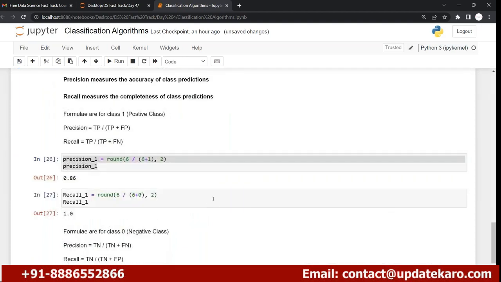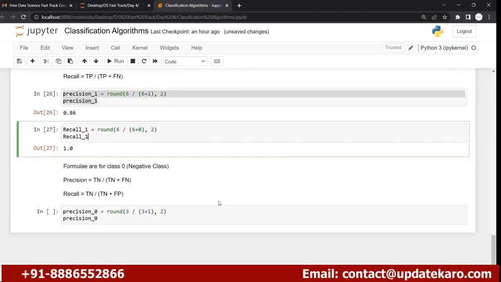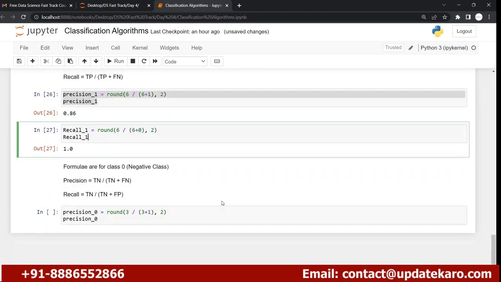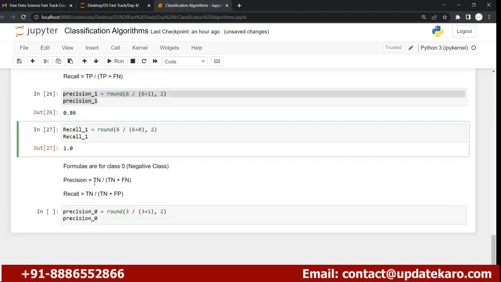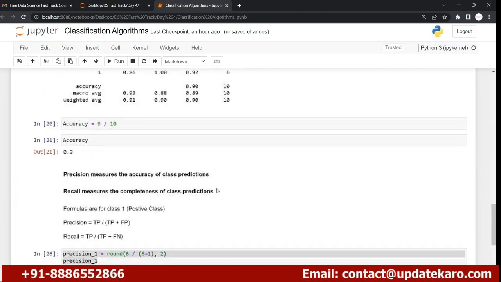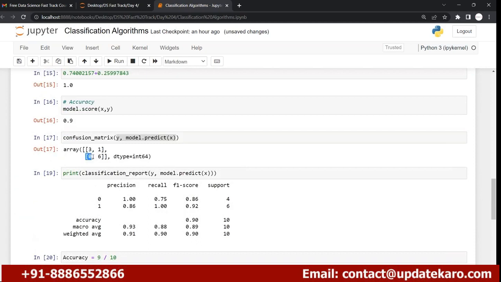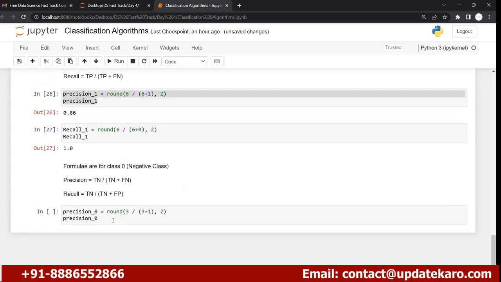Okay, you will have to understand all these things, then you will know what recall is and what precision is. And this precision and recall are different for each class. So here you will find that the formula for class 0 is different. Let me show you, this is the false negative now. The false negative is going to be 0 over here.